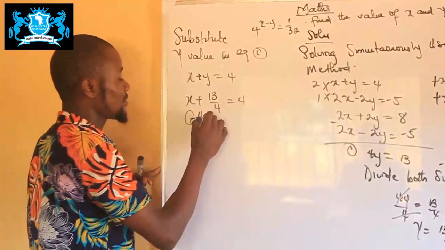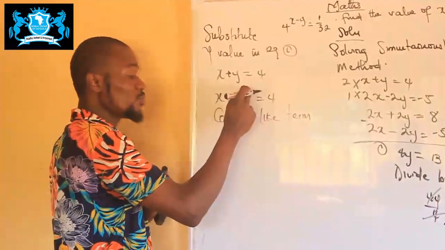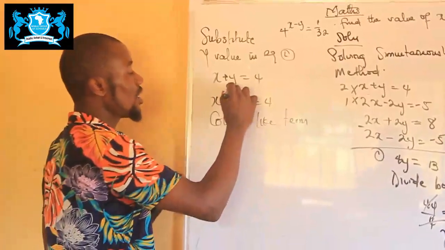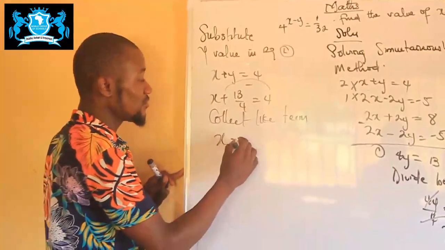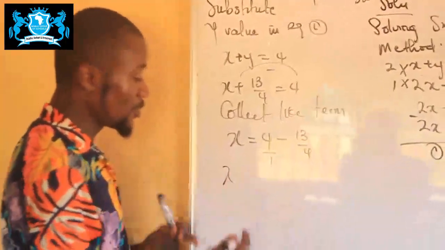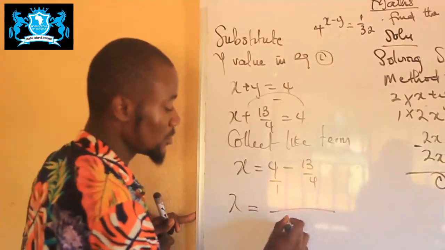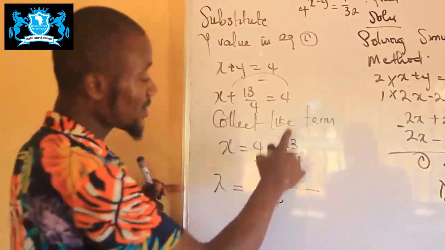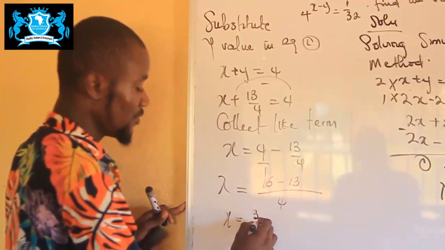Then collect like terms. Now, despite the fact that this number here is a fraction and this one is just a single number, they are still like terms. So you do this one, it will now cross the equality sign, changing from plus to minus. So you have that x is equals to 4 minus 13 over 4 over 1. Now you perform the normal arithmetic. The LCM of 1 and 4 is 4. 4 divided by 1 is 4, 4 times 4 is 16. Minus 4 divided by 4 is 1, 1 times 13 is 13. So x is now equals to 16 minus 13, which is 3 over 4.